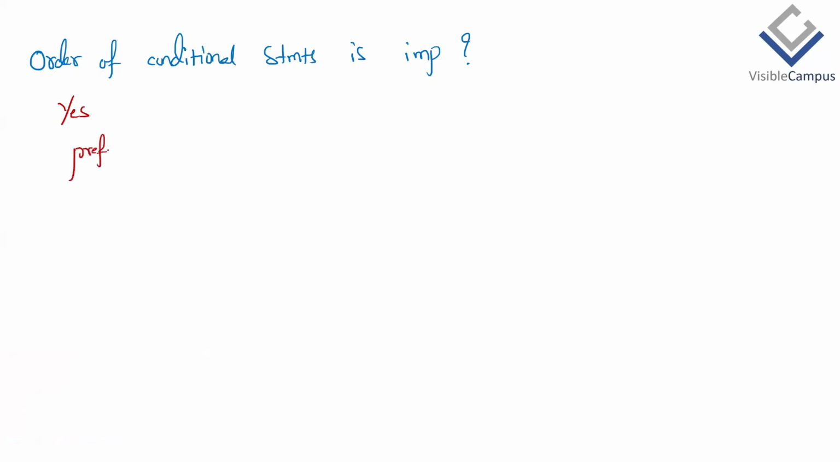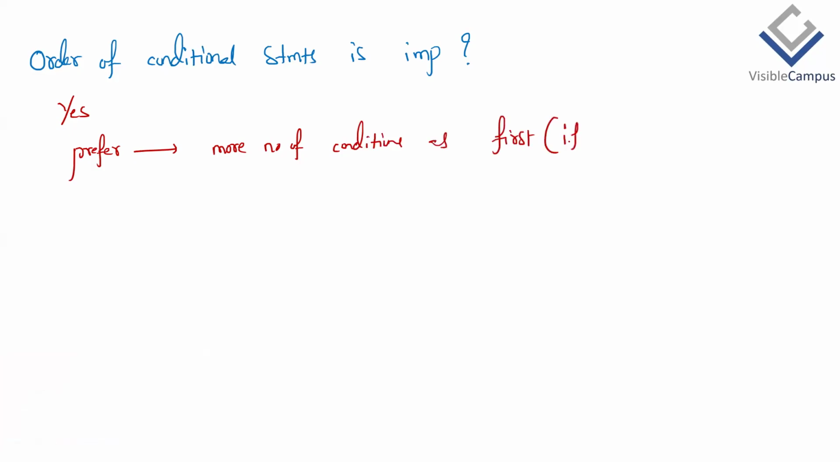So the conclusion is about the order of conditional statements. Is the order of conditional statements important or not? The conclusion is yes, it is. We have to follow the order. Then what is the significance? Prefer more number of conditions as the first block.